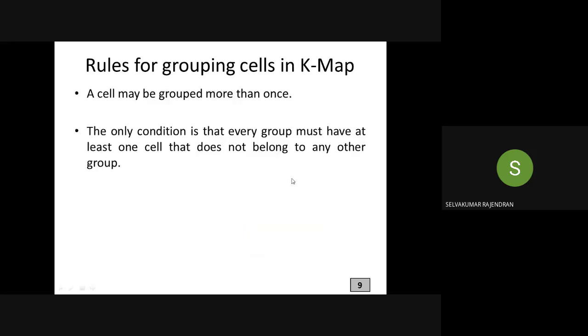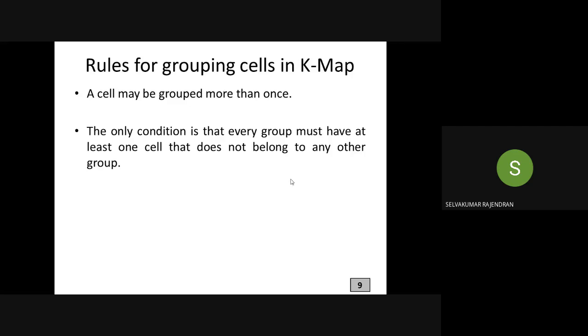A cell may be grouped more than once. A single cell can be grouped more than once. The only condition is that every group must have at least one cell that does not belong to any other group.